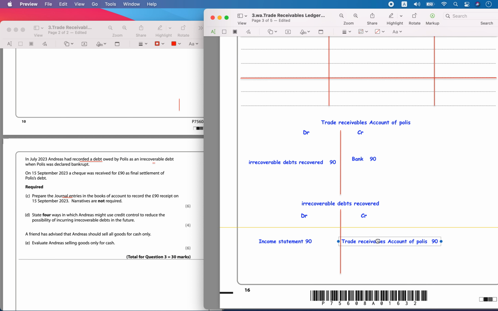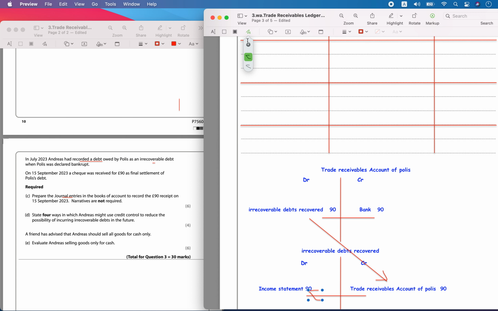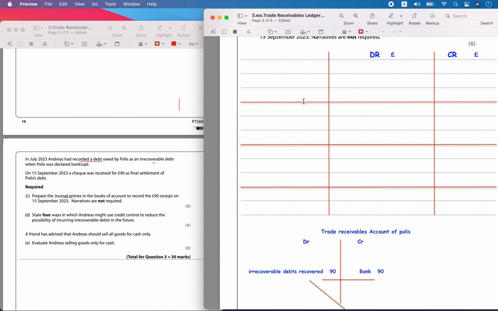So this is how it happens. You should remember this. This is how the transfer for irrecoverable debt happens. It is coming through the bank, then it is transferred to the irrecoverable debt recovered account from the trade receivables, and then it is transferred to the income statement. So this is how the transfer happens. For this, now let's enter the journal entries.